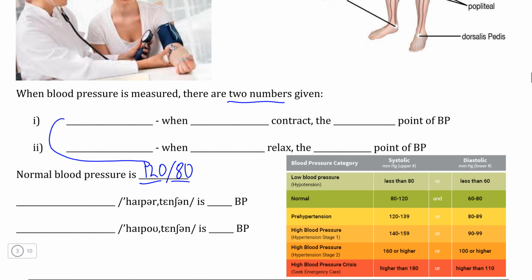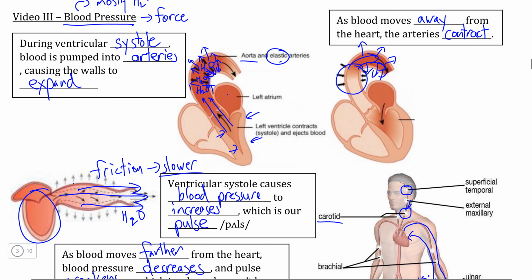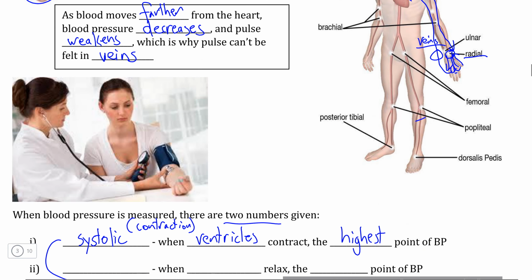So the 120 part is what we call your systolic blood pressure, and we can see the word systole here, meaning that it's talking about contraction, specifically when the ventricles contract. So because ventricles need stronger muscle than atria, this is why the systolic blood pressure is the highest point of your blood pressure, because the ventricles need a significantly large amount of force in order to pump blood out of the heart, including against gravity, and especially to get around the rest of the body.